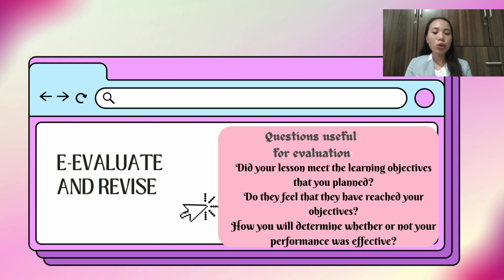Did your lesson meet the learning objectives that you planned? Do the students feel that they have reached your objectives? Or how will you determine whether or not your performance was effective? It is possible that other technologies, media, and materials would have done a better job. Or was your choice of media and materials a good one? Or how will you assess the effectiveness of these tools? The final step in the evaluation should be focused on the feedback of the students.